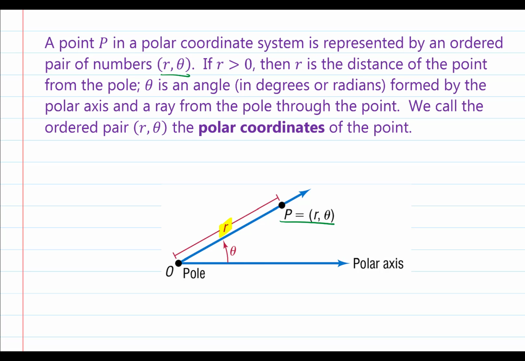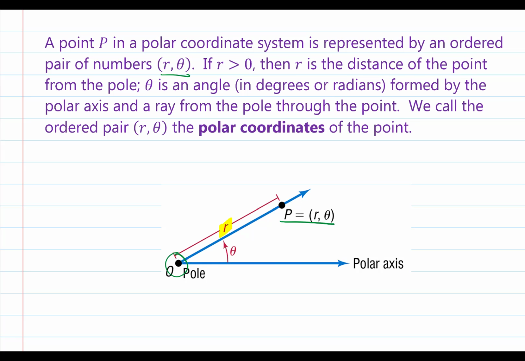Theta is an angle, in degrees or radians, formed by the polar axis. So remember, the polar axis is that ray, and that ray would correspond to the positive x-axis. So that would be the initial side of the angle theta, and the terminal side would be the ray that goes through the point P, and the vertex of the angle would be the pole. We call the ordered pair r, theta the polar coordinates of this point.